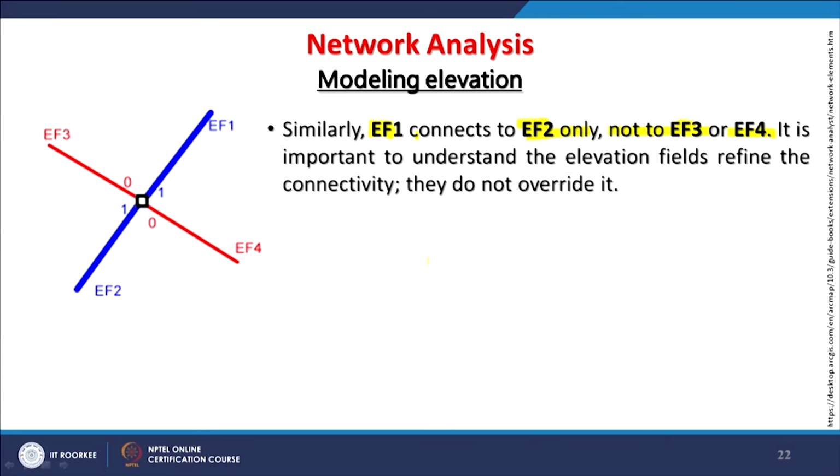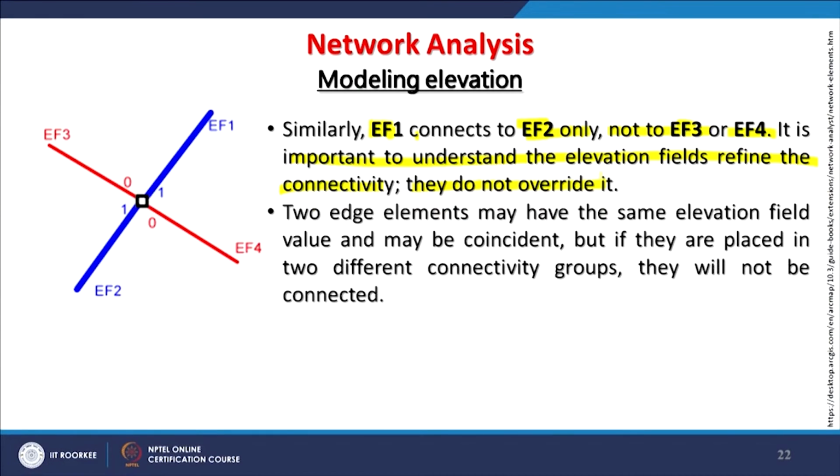So it is true for both types of network here, and it is important to understand that the elevation fields define connectivity, they do not override it. Because in your policy you cannot instruct the system to forget about elevation. No, when we are dealing with a system which is also having elevation information, then that cannot be overridden.